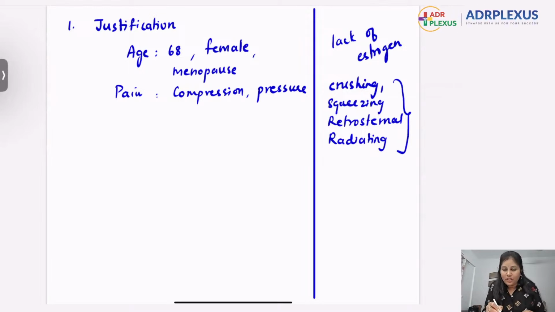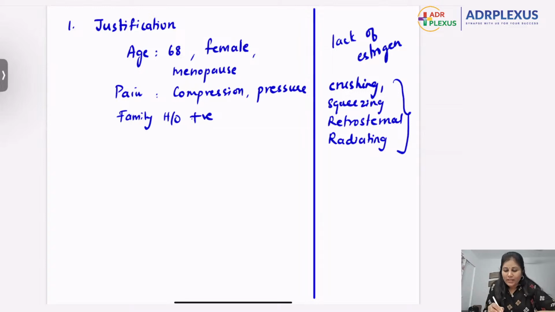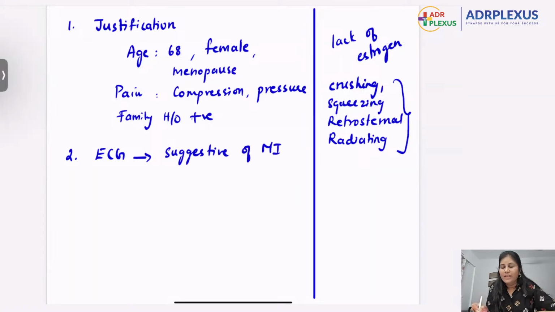Then what is the next feature? Family history also positive. Father died of coronary event. So family history positive. So these are the features from the clinical presentation that give you the justification for the diagnosis of myocardial infarction. And apart from that, ECG has been taken for her, and the ECG findings, that comes to the next question. ECG findings also have been given suggestive of MI. Okay, so the ECG finding is suggestive of MI. Now, why is it suggestive of MI?